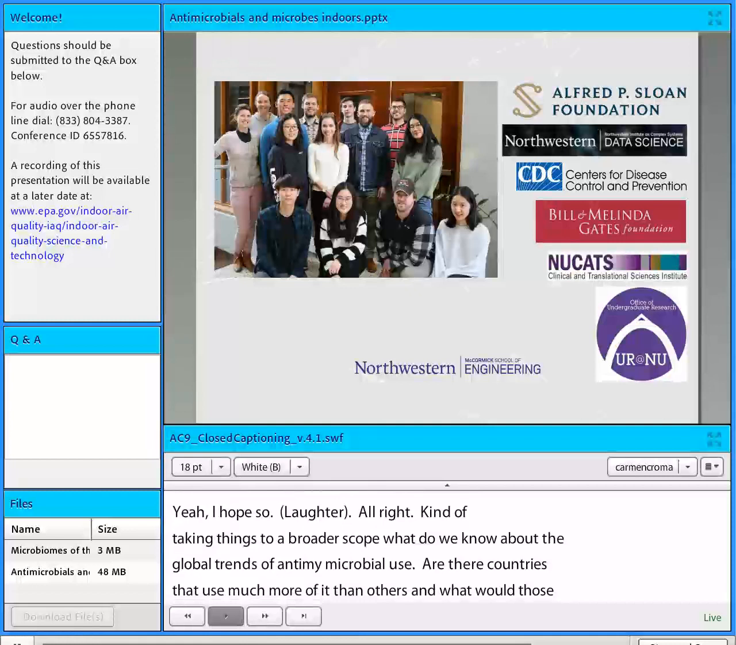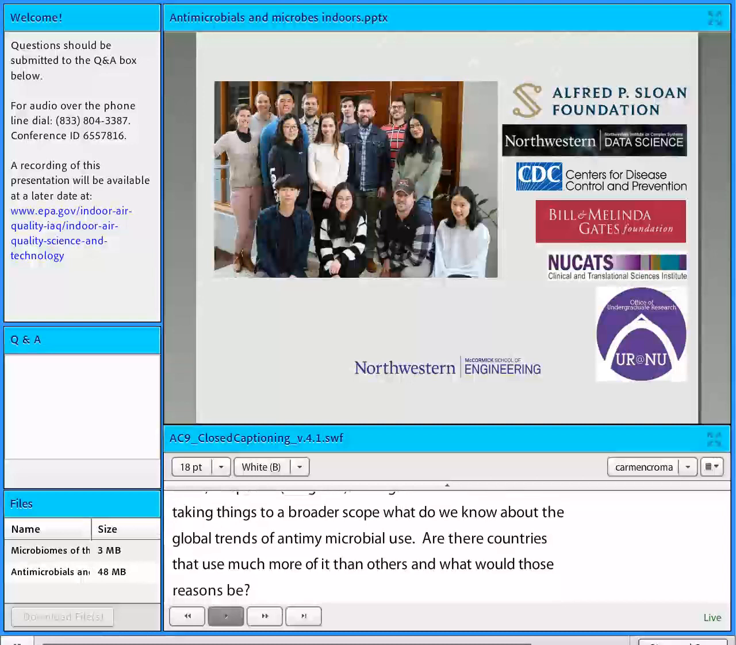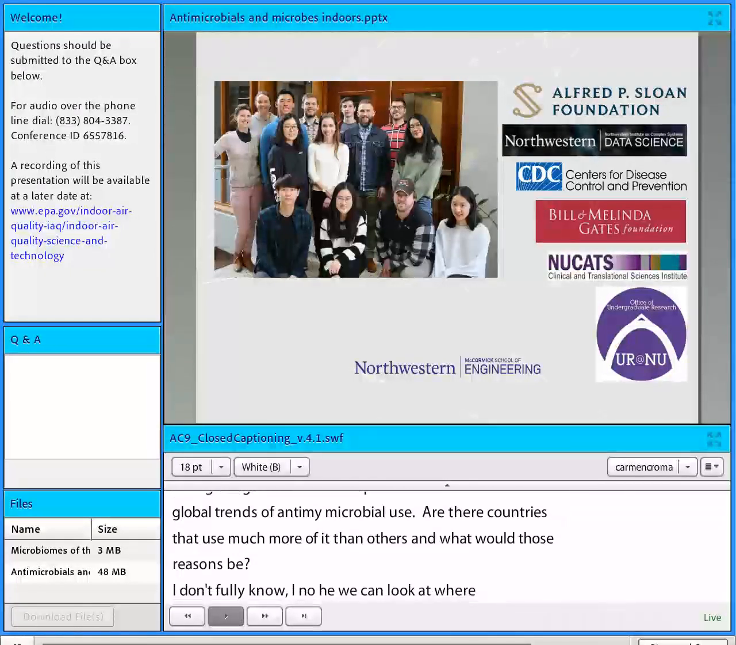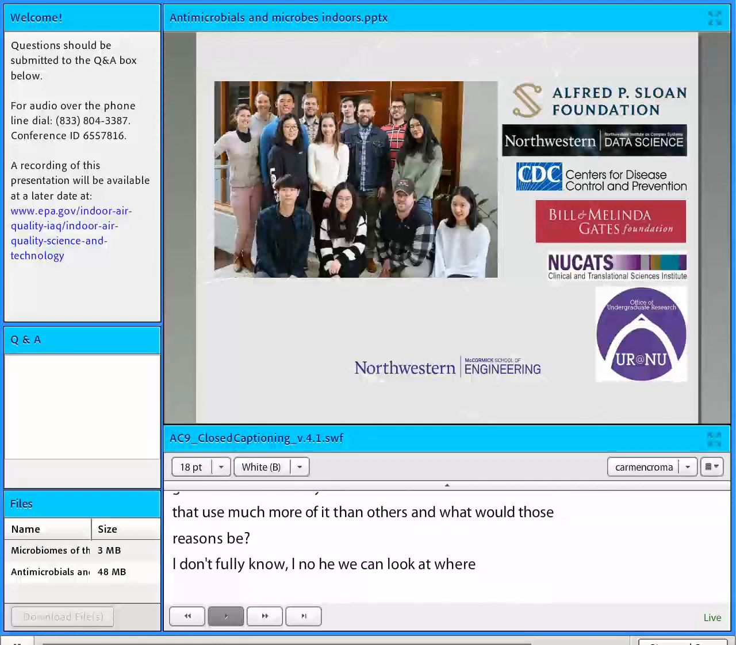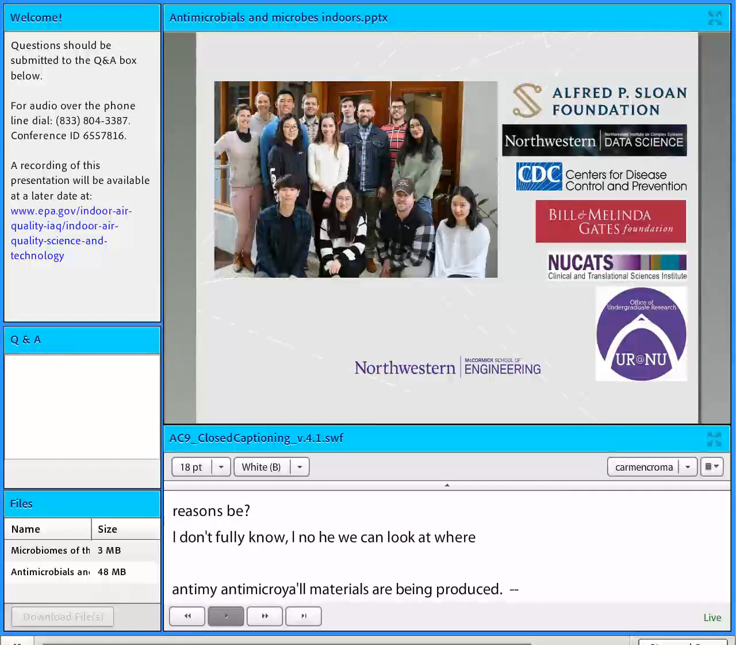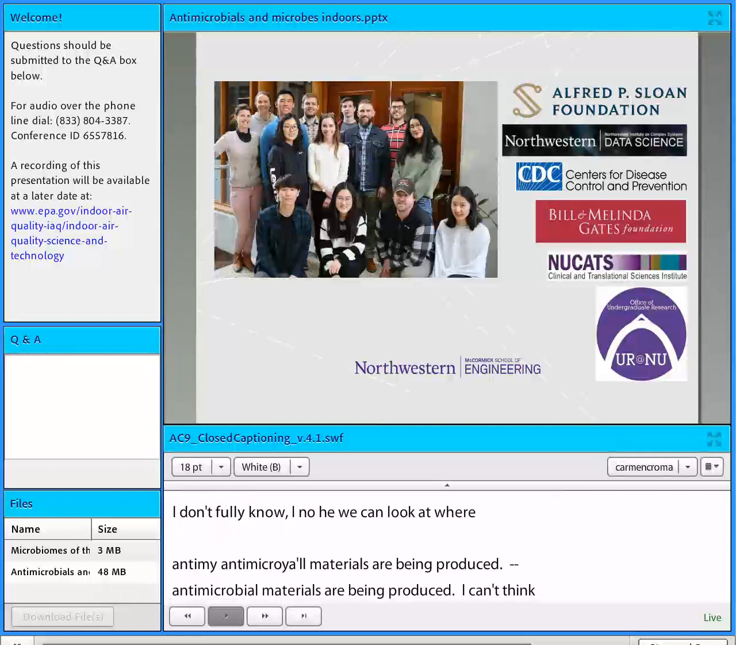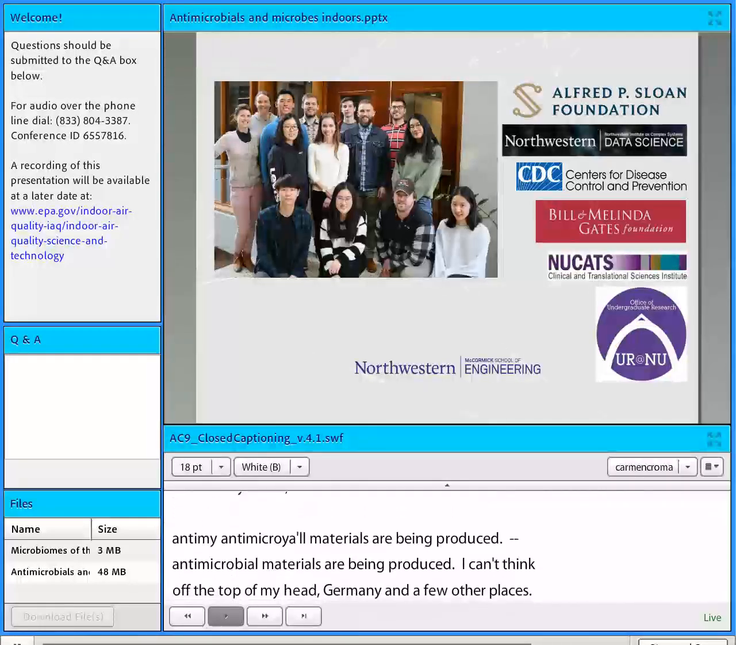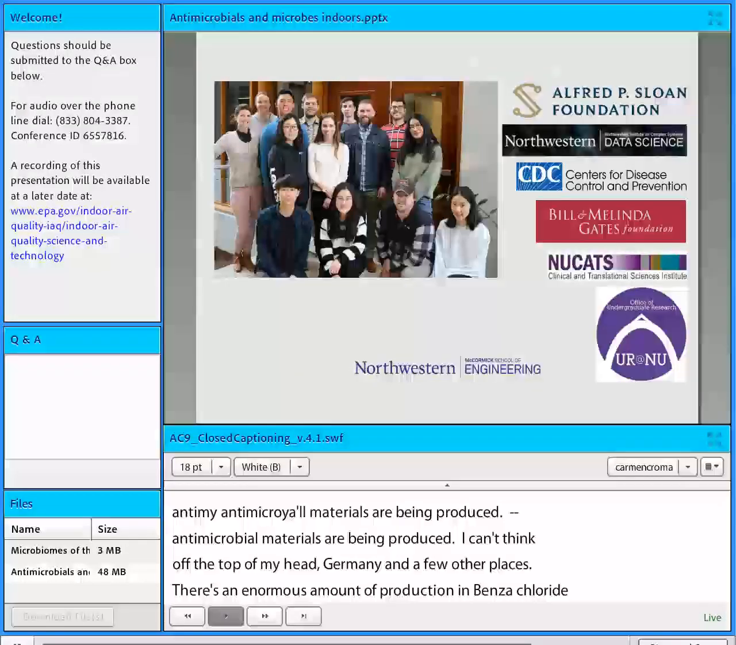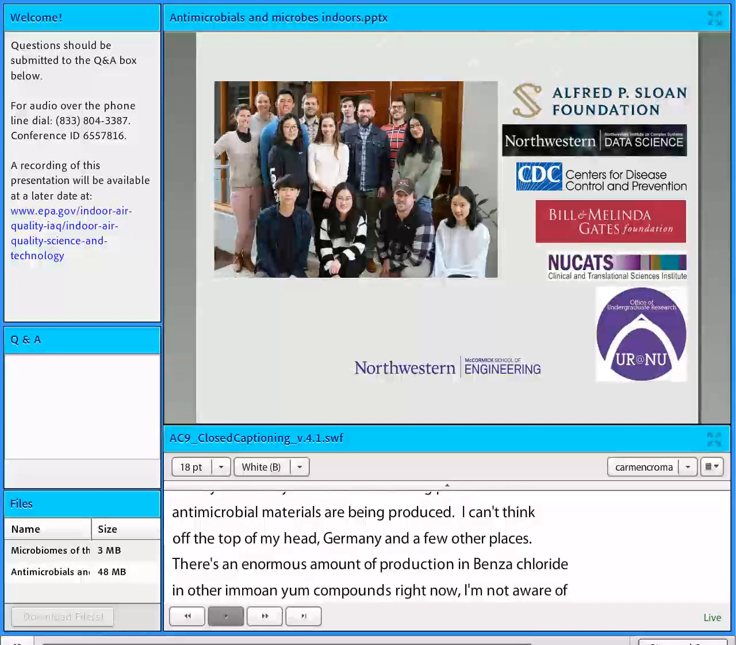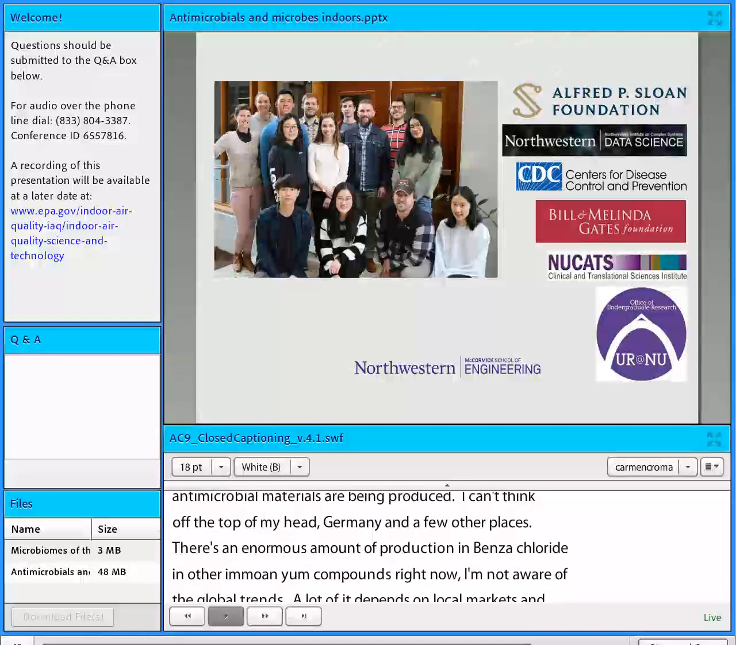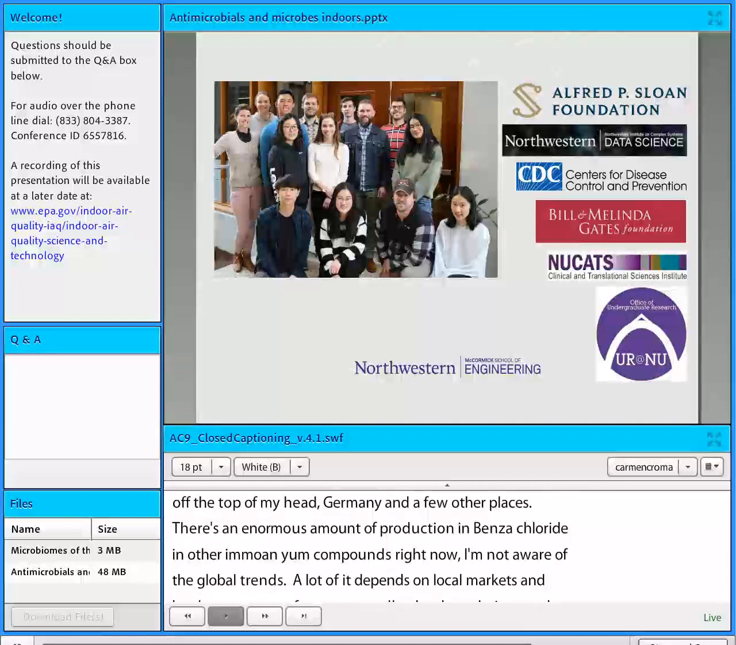I don't fully know. I know that we can look at where antimicrobial chemicals are being produced. I think a lot of production is pretty highly localized, and I can't remember off the top of my head. I think maybe to Germany and a few other places. I know there's an enormous amount of production of benzalkonium chloride and other quaternary ammonium compounds right now. I'm not aware of the sort of global trends. I think a lot of it depends on local markets and sort of local consumer preferences as well as local regulations and restrictions.